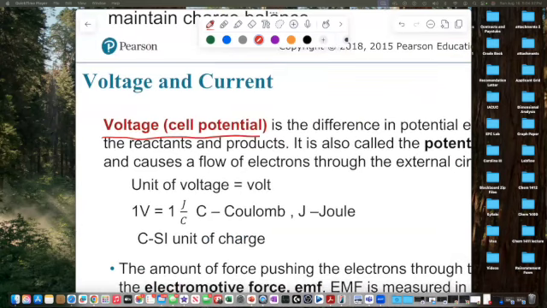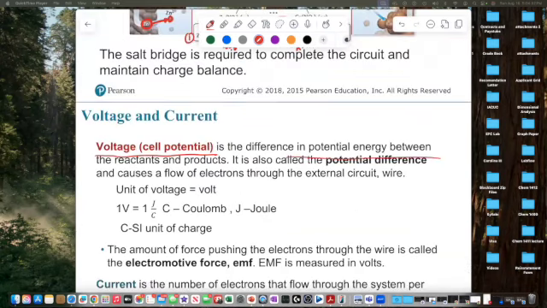The difference that causes the electrons to flow is called the potential difference, right? And that's what causes the electrons to flow from one end to another. And they're flowing from a high potential to a low potential. For right now, I'll say, remember, the electrical energy being produced here is measured in volts. And 1 volt is equal to 1 joule per coulomb.